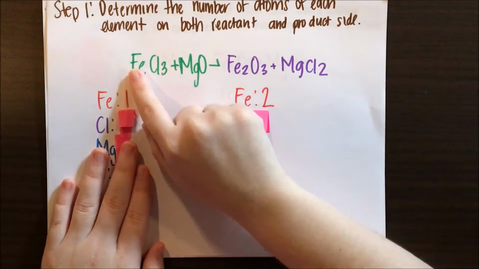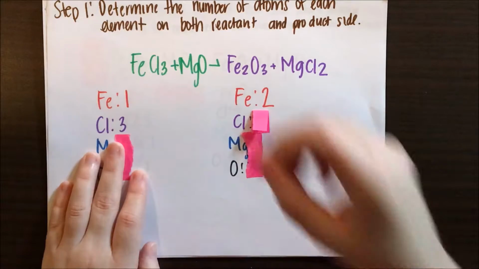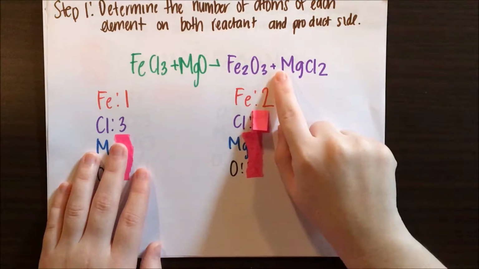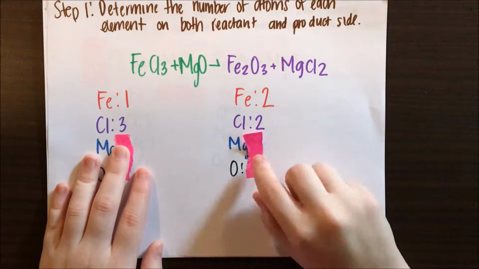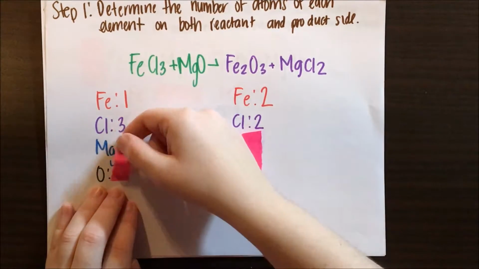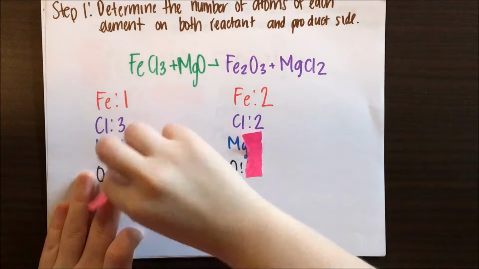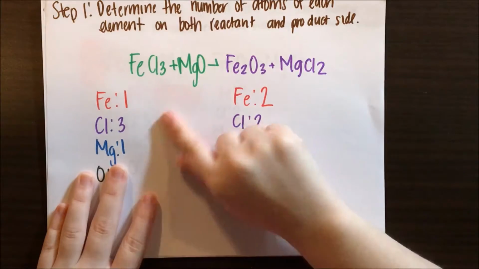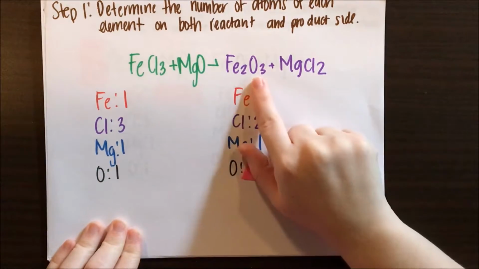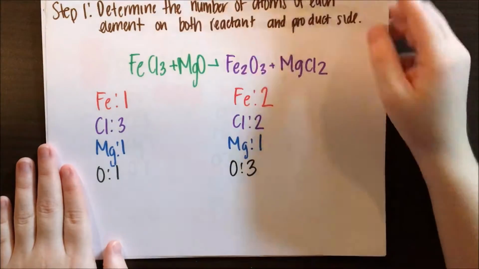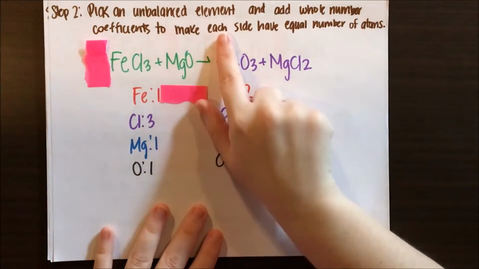Chlorine is a subscript of 3, so you have 3 chlorine on the left, and on the right you have a subscript of 2, which gives us 2 chlorines on the right. Next we have 1 magnesium on the reactant side, and we also have 1 magnesium on the product side. So for oxygen you have no coefficient, so you assume it's 1, and you have a 3 subscript, so you have 3 oxygen.